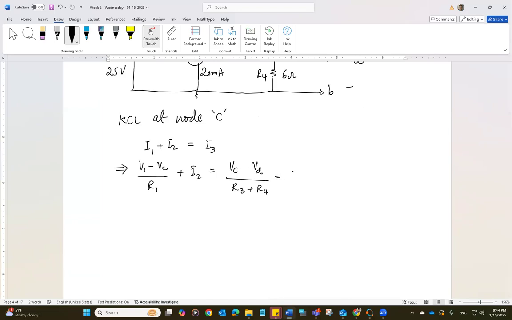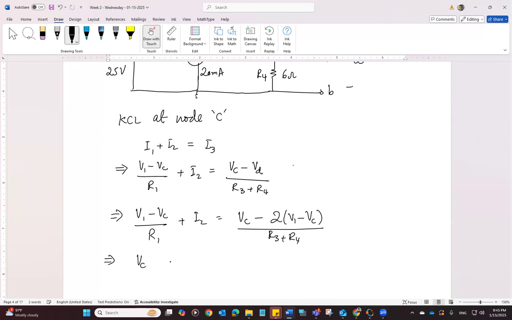I'll just do it on the next line. So I'm going to rewrite this: V1 minus VC over R1 plus I2 is equal to VC minus 2 times V1 minus VC over R3 plus R4. VC is the only unknown, so I'm going to keep that on one side and take the rest of the stuff to the other side. I'm going to take this VC on the right side, it's going to become positive, and we also have another VC, so that's negative 2 VC.